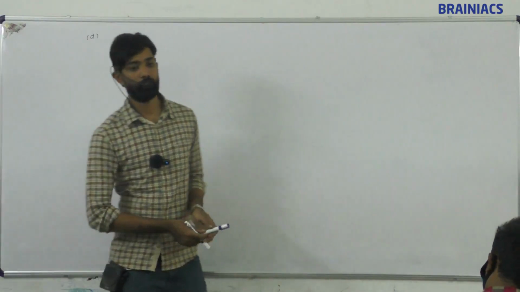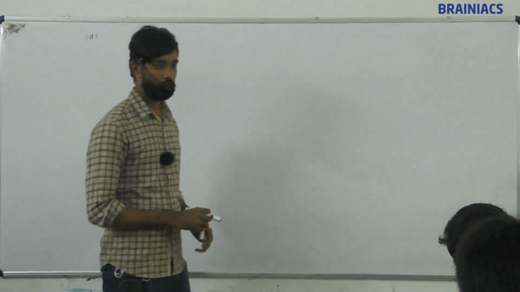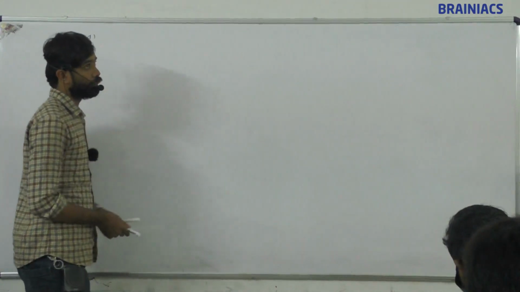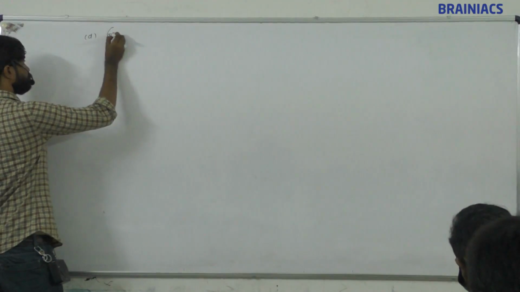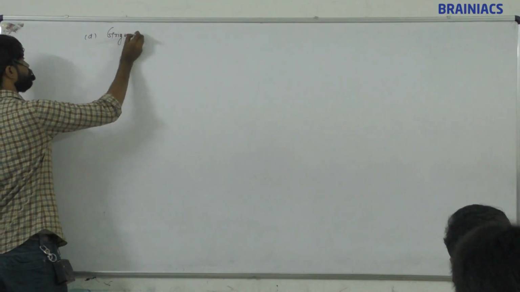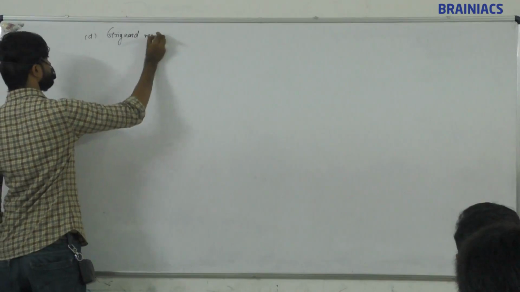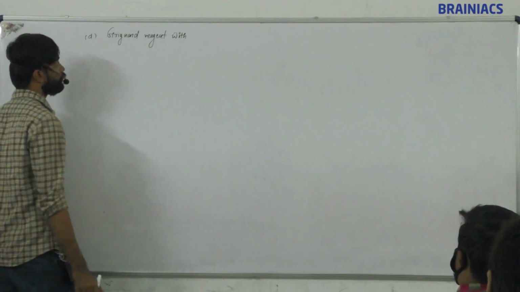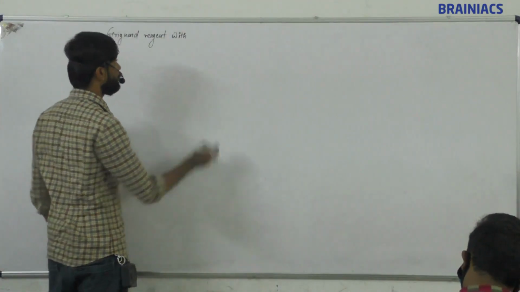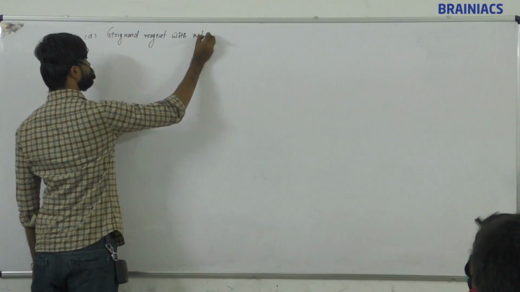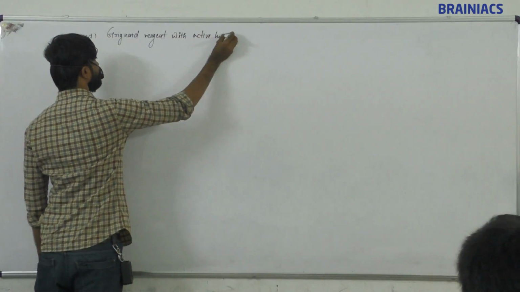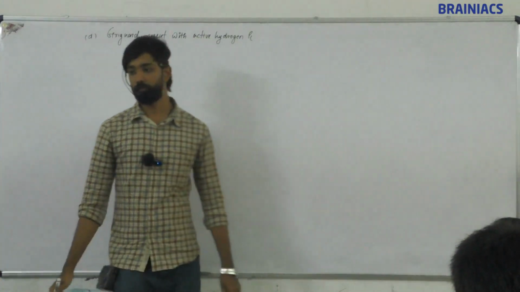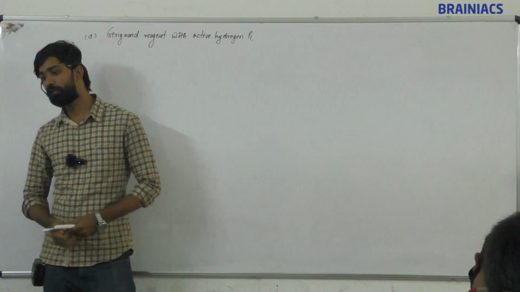Okay, next method. Method number D, I think. Fourth one from alkyl halide: Grignard reagent with active hydrogen species. Grignard reagent with the active hydrogen species.